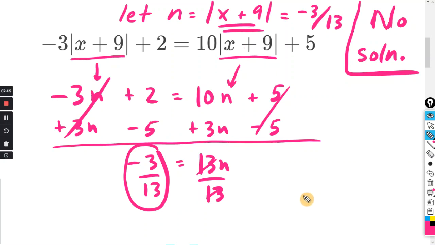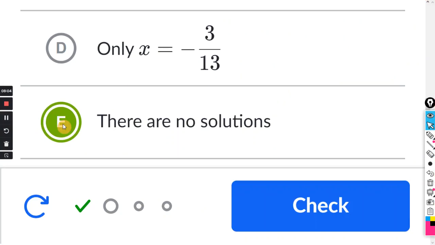Remember, absolute value, the smallest it can be is 0. Absolute value has to be, let's say absolute value of x or anything, it has to be greater than or equal to 0. Okay? It'll never be less than 0. So no solution here. Answer E.